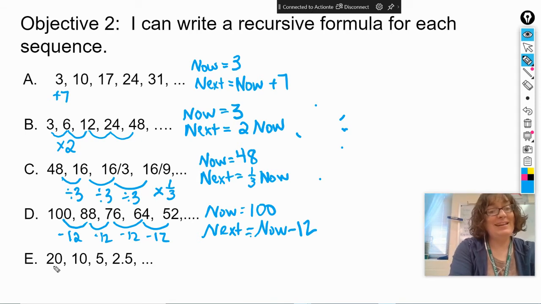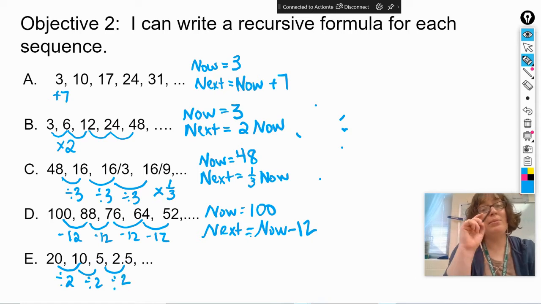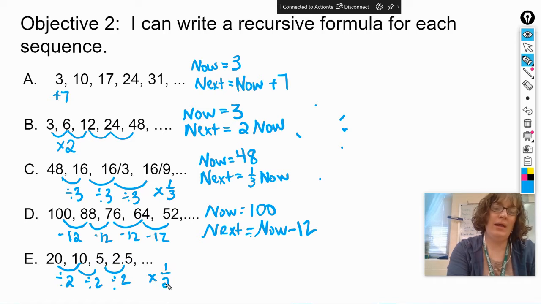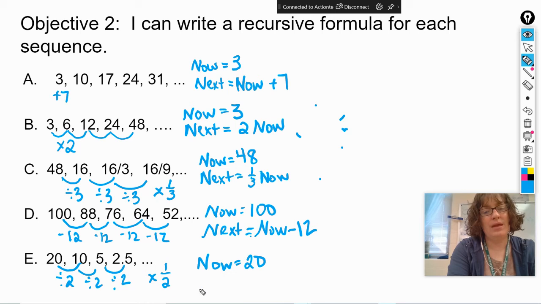All right, when we look at E, it looks like this time I'm dividing by 2 each time, dividing by 2 and dividing by 2. So remember, we have to write that as a multiplication. So dividing by 2 would be the same as multiplying by 1/2. So if it's multiplying by 1/2, I'm going to start with the now is 20, and the next would be 1/2 times the now.